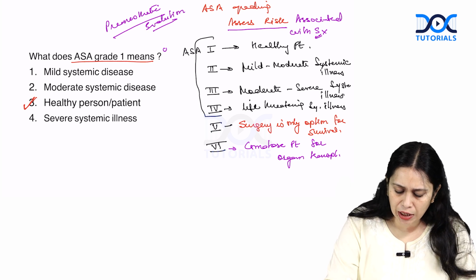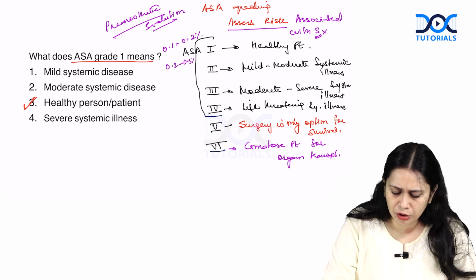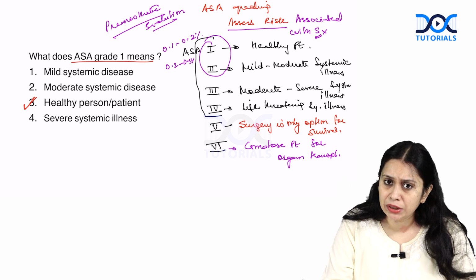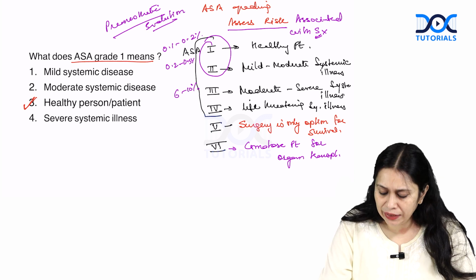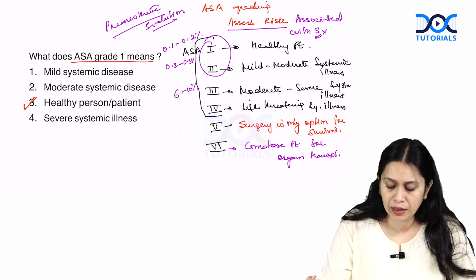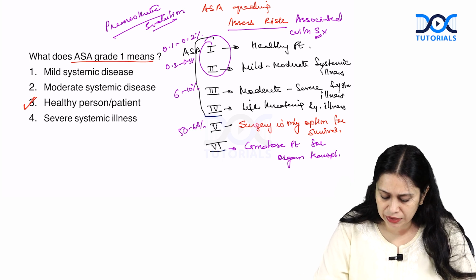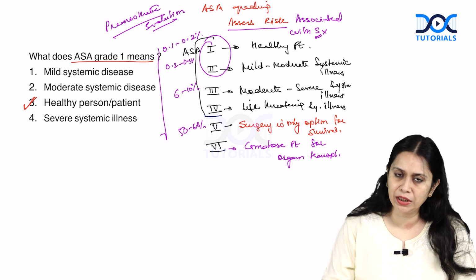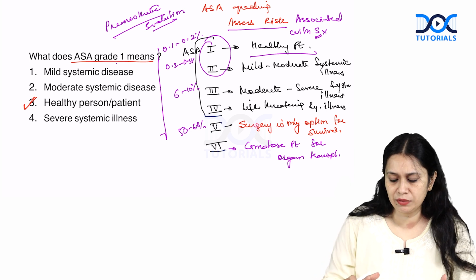In grade 1 there would be hardly 0.1 to 0.2% risk. Grade 2 is also little, let's say 0.2 to 0.3% risk, not much difference from grade 1, and they are managed in the same way. In grade 3 the risk would increase to, let's say, 6 to 10%, and in grade 4 the risk would be very high. Grade 5 has a 50 to 60% risk of morbidity and mortality. So this is predicting risk, and as the grade increases, the risk increases. So A1 is a healthy patient. This is very important for exams.